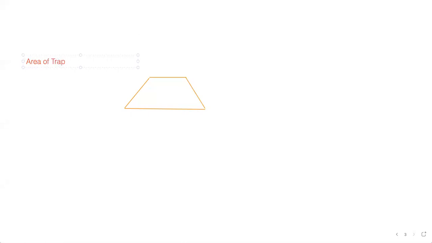So, the area of a trapezoid is the average of the bases. So base 1 plus base 2 times 1/2 times the height of the trapezoid. Okay, so that's the formula.